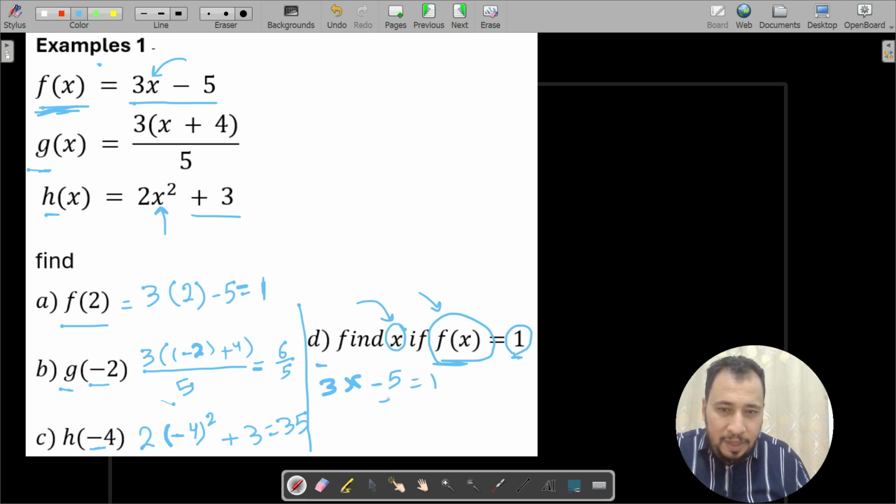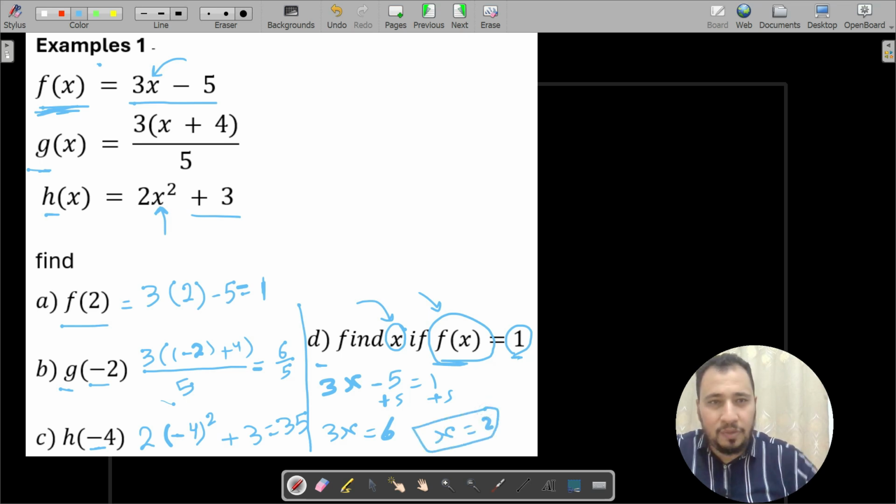So as usual, plus 5 on both sides. You are making the opposite operation, if you remember how to solve equations. So 3x equals 6, and divide by 3 on both sides. So x equals 2, and this will be your answer for that.